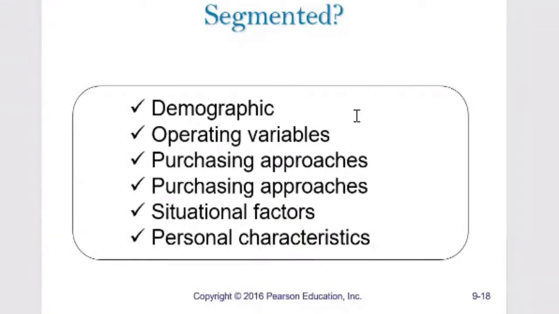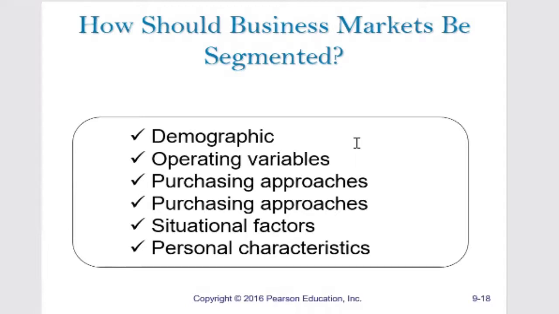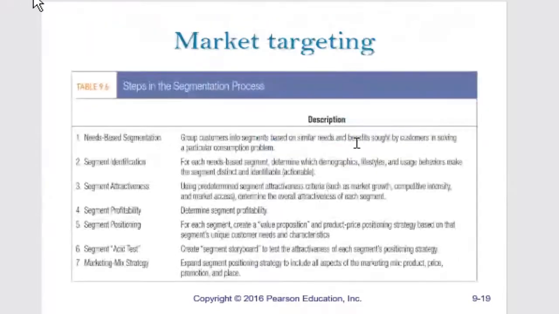So these are the five dimensions on the basis of which we are going to be segmenting the business market. The business markets can be segmented on the basis of these five dimensions: demographic, operating variables, purchasing approaches, situational factors, and personal characteristics. Now, here are some of the dimensions based on aspects that we've already discussed. That is need-based segmentation. You group your customers into segments based on similar needs or benefits sought by customers, solving a particular consumption problem.